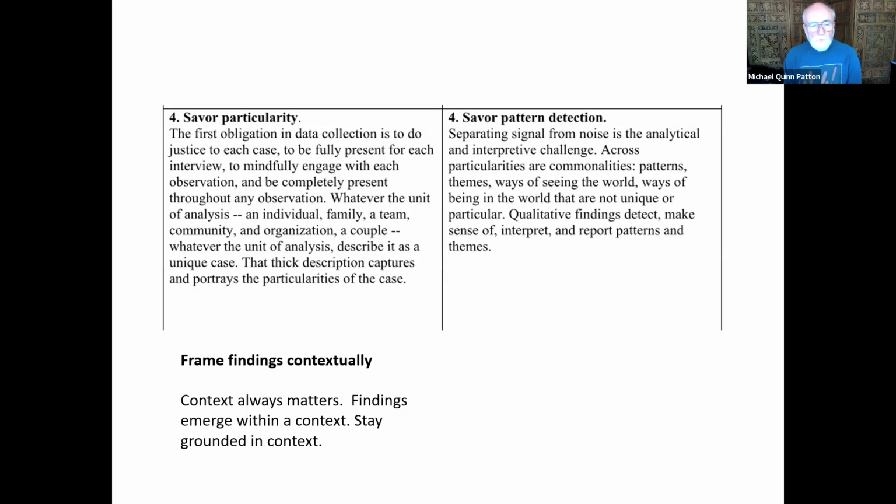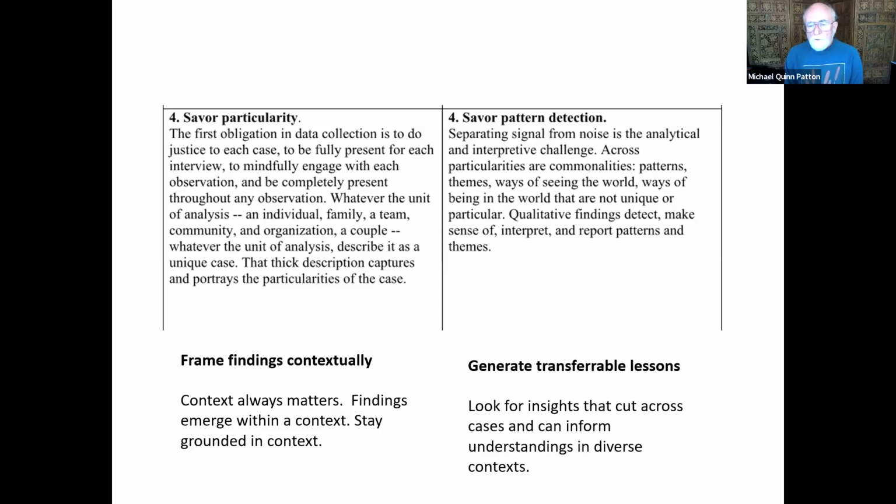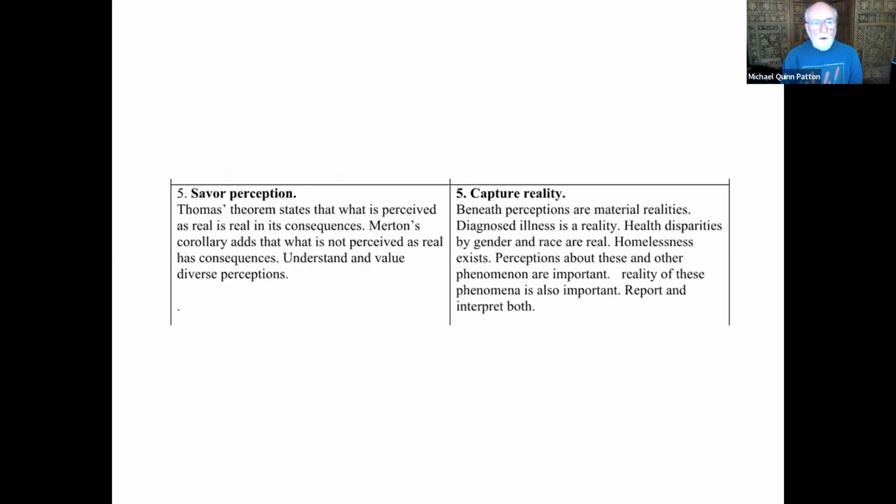Related is framing findings contextually. Context always matters. Findings emerge within a context, stay grounded in context. At the same time, we look to generate transferable lessons, look for insights that cut across cases and can inform understandings in diverse contexts. Just a couple more here.